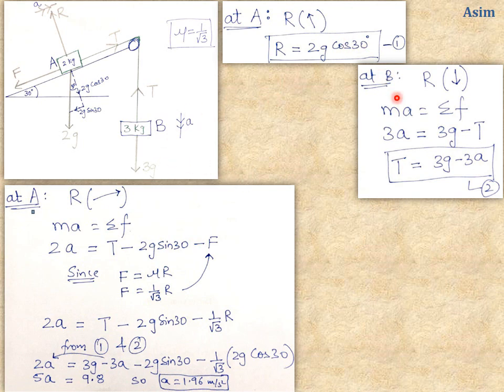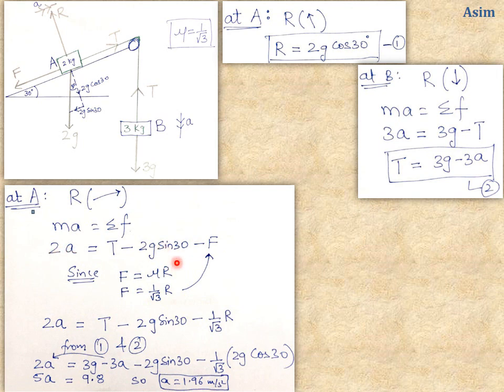Okay, this is the same thing we did, and this is our new slide now. Again at A, if I resolve this horizontally, it is in motion, so again Newton's law, F equals ma, resultant force is mass times acceleration. Now horizontally there is a tension force here, there is a force 2g sin 30 in the opposite direction, and F is a force in the opposite direction, so these two will be negative. T is positive, these two are negative, equals mass times acceleration.